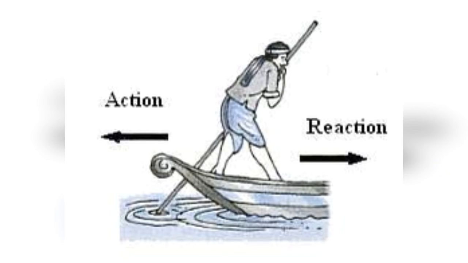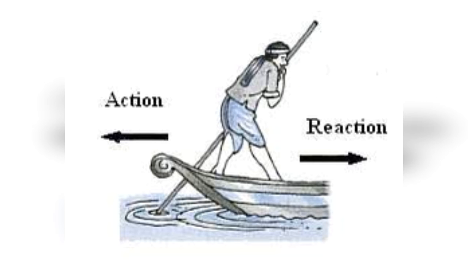When a boatman wants to take his boat away from the bank of the river, he pushes the bank with his oar. While pushing the bank with the oar, he exerts action force on the bank. The bank exerts an equal and opposite reaction force on the boat, due to which the boat moves away from the bank.